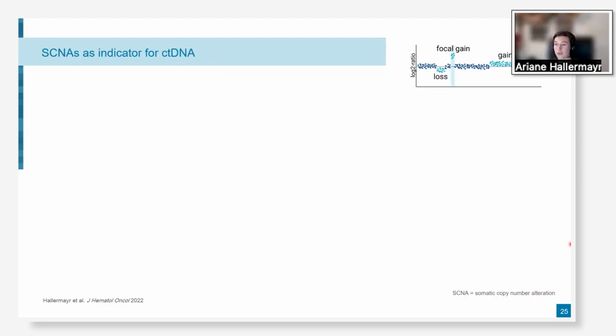And as a fourth indicator for ctDNA with liveDNA, somatic copy number alterations are analyzed. Here, those dark blue dots show normal levels, or normal regions. And then it is expected that ctDNA presents with copy number losses or copy number gains, as you can see here. And with this pipeline, I even analyzed focal amplifications that overlap with COSMIC genes.